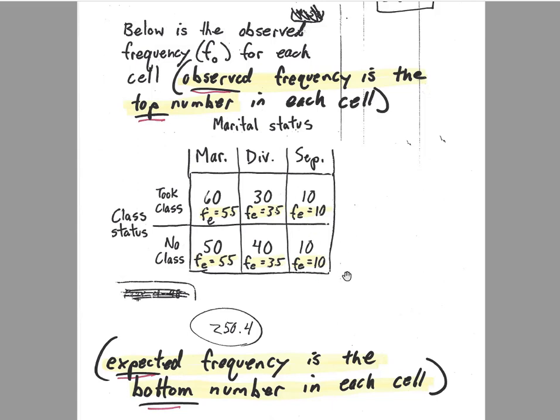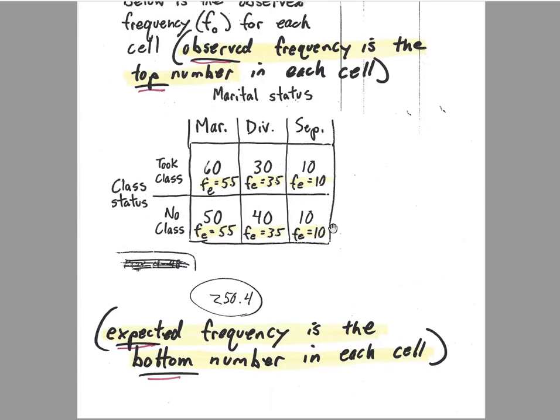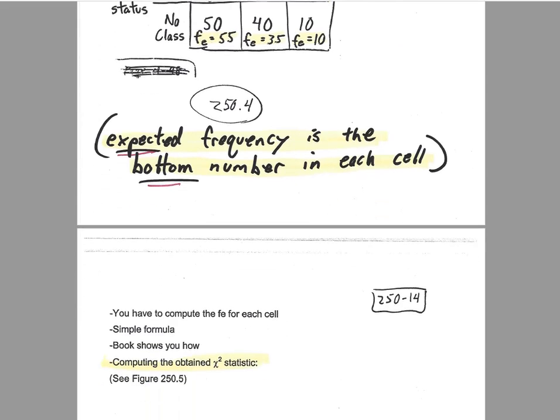When we look at separated people, there's no surprises here. The observed frequencies were 10 and 10, and it turns out that's exactly the same as what the expected frequencies are. That's how many people should have been in these cells if the marriage prep class had no effect at all. So we've talked about observed frequencies. We've talked about expected frequencies.